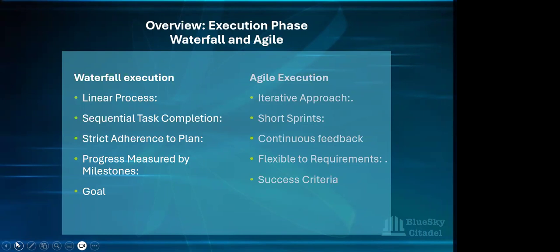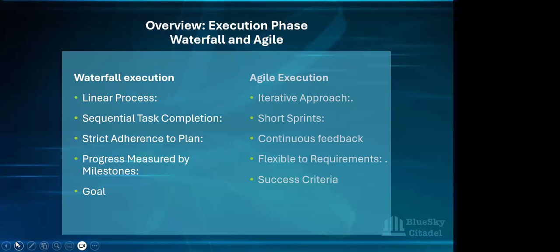When it comes to the waterfall execution, it follows basically a linear phase. So it goes from one phase to the other, step by step or phase by phase. Tasks are completed sequentially, so there is quite a step one, step two kind of flow you will see going through there. And also each phase builds upon the previous one. So something has to happen first before the next task can happen.